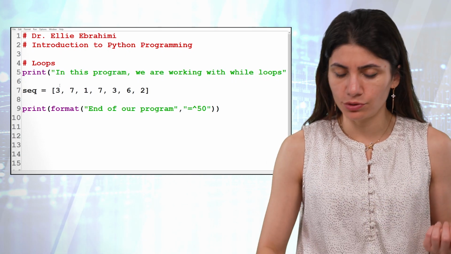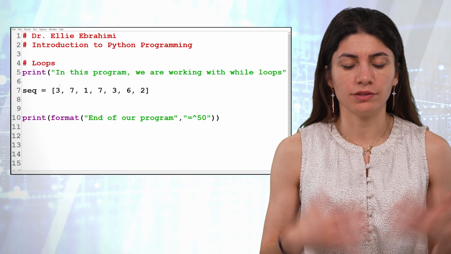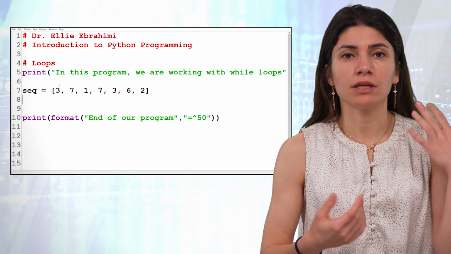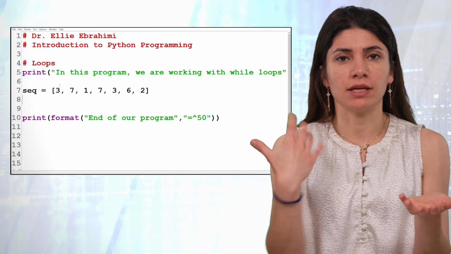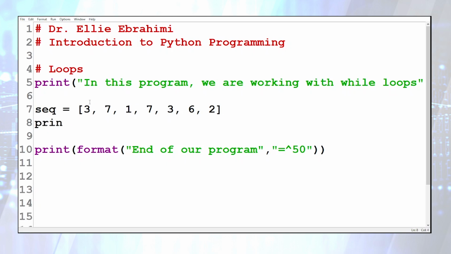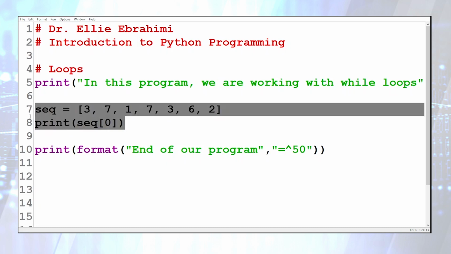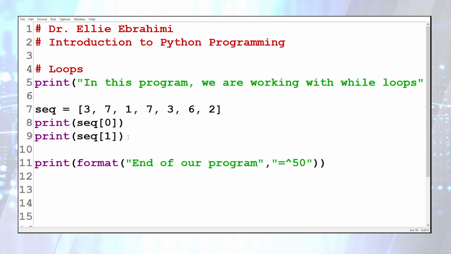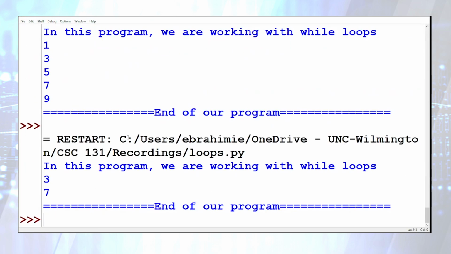Okay, so the simplest solution that could come to your mind is whenever you're trying to access something from a sequence, you basically need the name of that sequence and then the index number for the value that you want to access. So if I say print sequence index number 0, it is going to print 3 for me. If I have sequence 1, it's going to print 7 for me. So if I run this one, it's going to print 3 and 7.